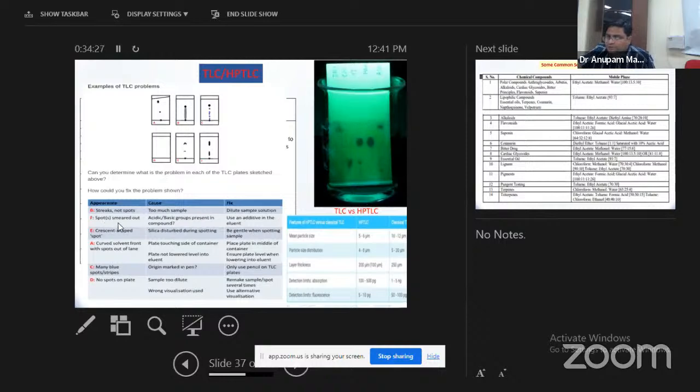When the spot is smeared out, it means your compound is acidic or basic. So your compound may be an alkaloid or have an acidic group. When you are running the TLC, it gets ionized. When it gets ionized, your result will not be reproducible. So we have to prevent the ionization of the compound.